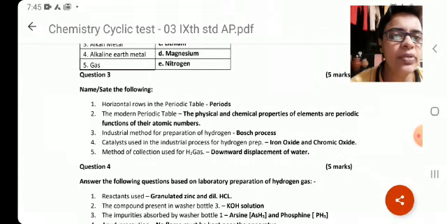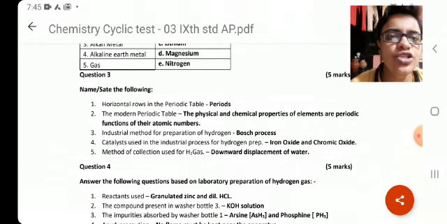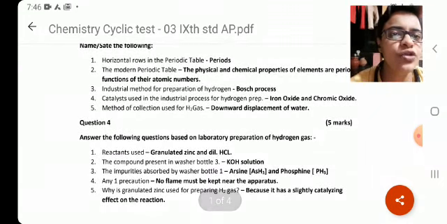Industrial method for the preparation of hydrogen, that is the Bosch process. Catalyst used in the industrial process of hydrogen is iron oxide or chromic oxide. Method of collection used for hydrogen gas: downward displacement of water.